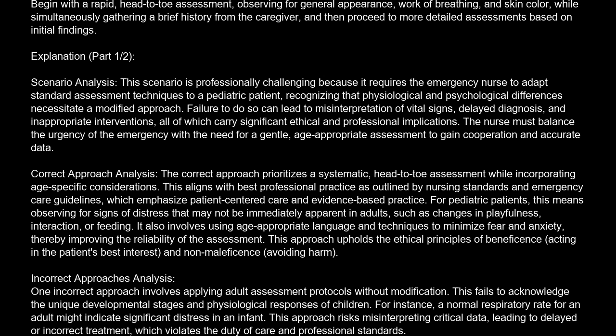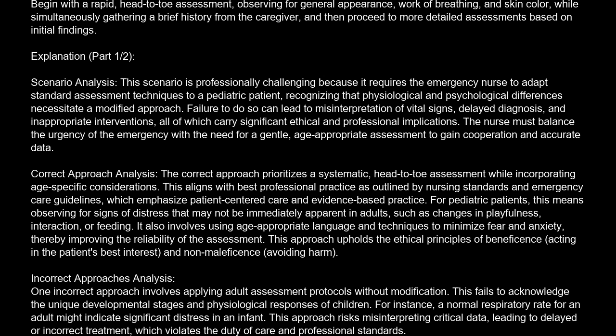Correct approach analysis. The correct approach prioritizes a systematic head-to-toe assessment while incorporating age-specific considerations. This aligns with best professional practice as outlined by nursing standards and emergency care guidelines, which emphasize patient-centered care and evidence-based practice. For pediatric patients, this means observing for signs of distress that may not be immediately apparent in adults, such as changes in playfulness, interaction, or feeding.